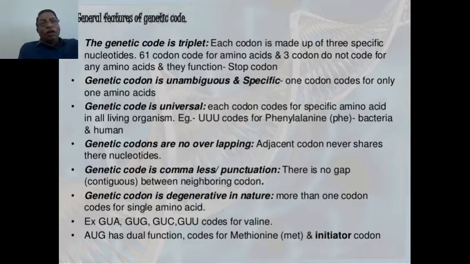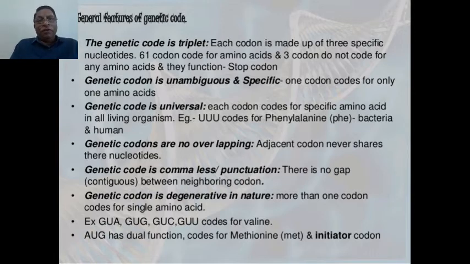The genetic code is a triplet code. I already told you, each codon is made up of 3 bases. These 3 bases code for 1 amino acid only. Hence, the genetic code is always a triplet code. Triplet code means 3 bases code for 1 amino acid. So now you can see 61 codons and 3 nonsense codons.